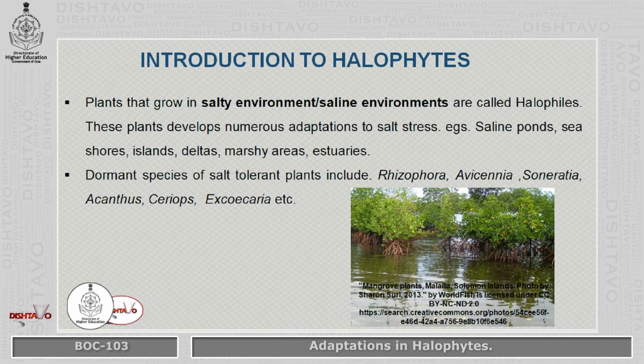Now, what are halophytes? Halophytes are the plants that grow in salty or saline environments. These environments include saline ponds, seashores, islands, deltas, marshy areas or even the estuaries. Now, in order to survive in such harsh conditions, the plant develops certain adaptations. The dominant species of salt-tolerant plants include Rhizophora, Sonneratiaceae, Avicennia, Acanthus, etc. Now, this is a picture which shows a halophytic plant growing in an estuarine environment.